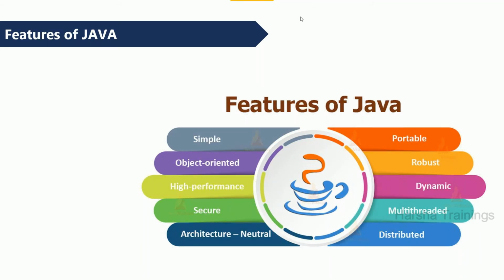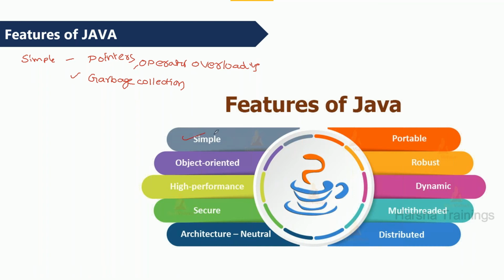Okay, so I will write down. Coming to simple, what are the main things? We have no pointers, no operator overloading, and the main advantage is garbage collection. Because of this, Java is a simple programming language.